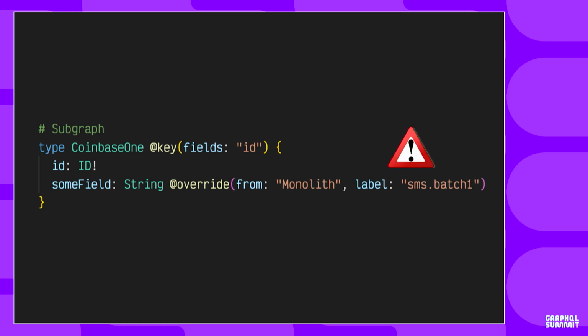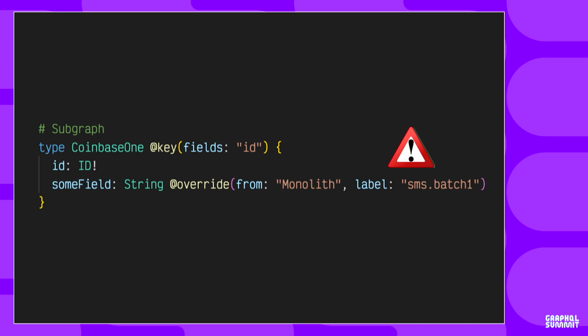Just a word of caution about the labels. So with the original override directive, there's one query plan for every operation. Now that the labels have been introduced, there's actually a query plan for every unique label. So you just want to be careful not to introduce too many unique labels into your schema so that you're not adding unnecessary latency to your router. So just use the same label for a whole batch of fields that you're migrating.